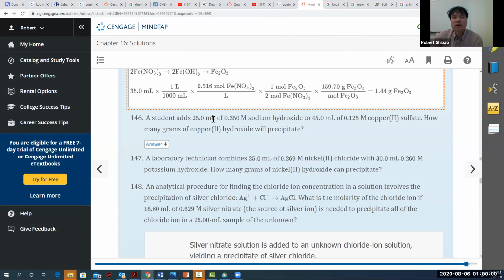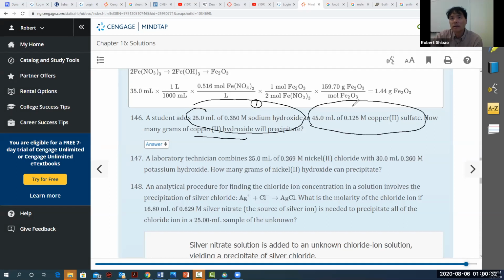A student adds 25 milliliters of 0.350 molar sodium hydroxide to 45.0 milliliters of 0.125 molar copper 2 sulfate. How many grams of copper 2 hydroxide will precipitate? This is a limiting reagent problem. And so a limiting reagent problem, we have to do 2 stoichiometry calculations and pick the smaller amount. And so one, we do a stoichiometry calculation with the sodium hydroxide to figure out the yield of copper 2 hydroxide. And then this is calculation 1. Calculation 2 is we'll do it based on this to figure out the yield of copper 2 hydroxide.